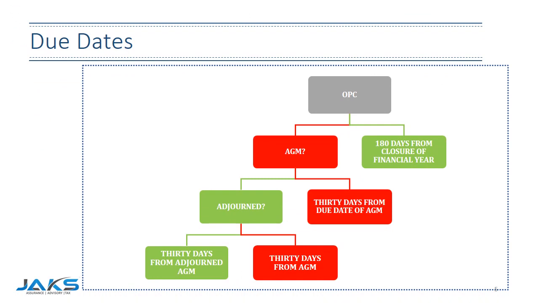We shall see when the filings are to be done, that is the due date for filing the financial statements along with Form AOC4. A one-person company shall do the filing within 180 days from the closure of the financial year, and in case the company is not a one-person company, that is, in case of all other companies, within 30 days from the date of the annual general meeting. In case the AGM is adjourned, within 30 days from the date of such adjourned AGM, and if no AGM is held, with the statement of facts and reasons for not holding the AGM, within 30 days of the last date before which the AGM should have been held. That's all about due dates.